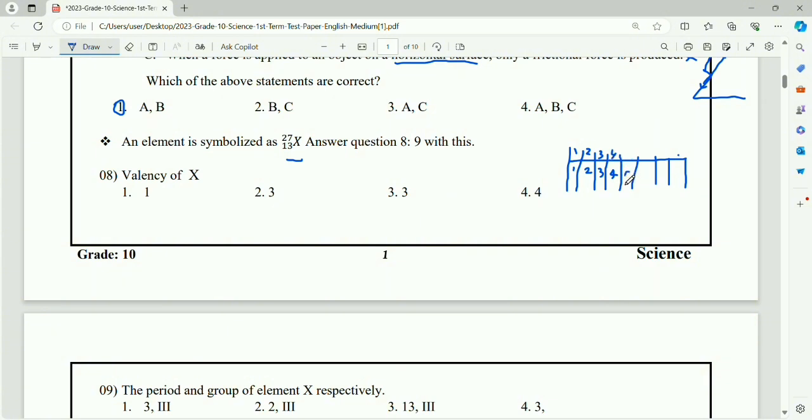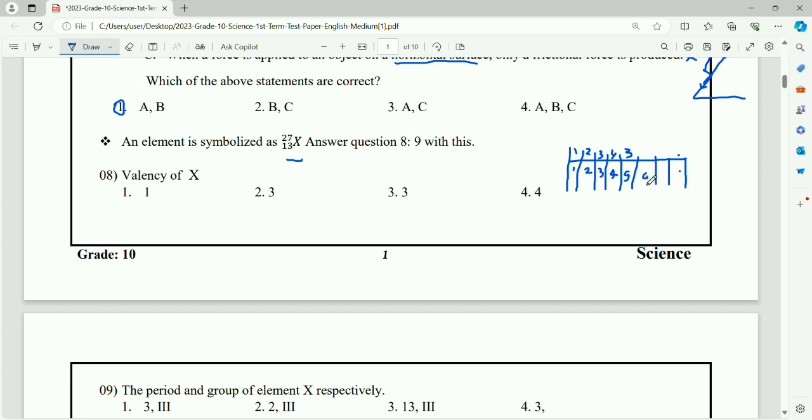And group 5, there are 5 electrons in the last orbit. So in order to get the strong electronic configuration, there are 2 possibilities. It has to lose 5 electrons, or it will get 3 electrons and get the strong electronic configuration. So which is possibly easy, losing 5 electrons or getting 3 electrons? It will get 3 electrons in order to get a stable electronic configuration.